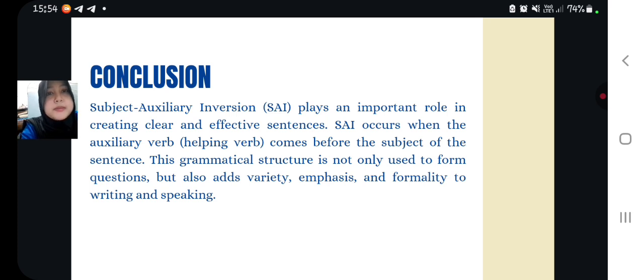Conclusion: subject-auxiliary inversion plays an important role in creating clear and effective sentences. Subject-auxiliary inversion occurs when the auxiliary verb, the helping verb, comes before the subject of the sentence. This grammatical structure is not only used to form questions but also adds variety, emphasis, and formality to writing and speaking.